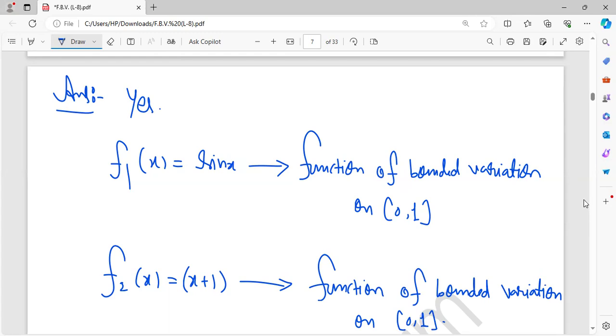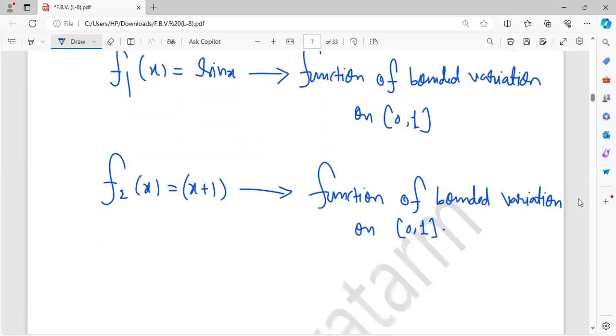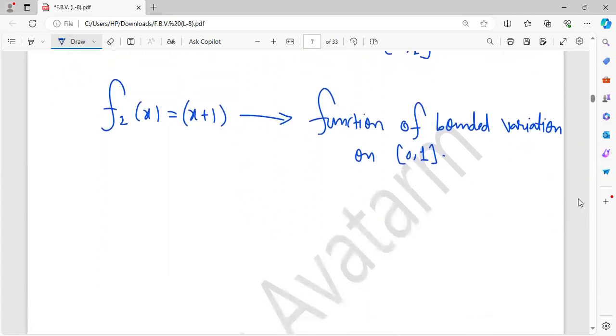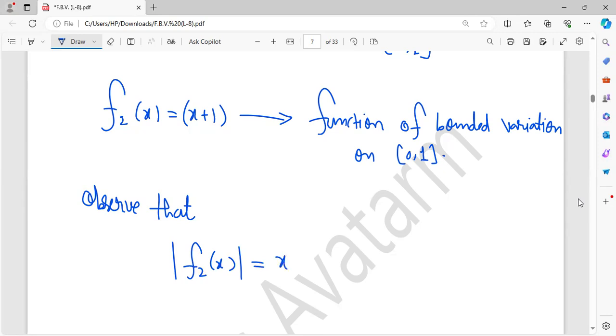Okay. Now, what is the lower bound for this? Now, observe that f2(x), because this function is positive on the closed interval 0, 1, the mod will not affect anything. So this function is an increasing function.